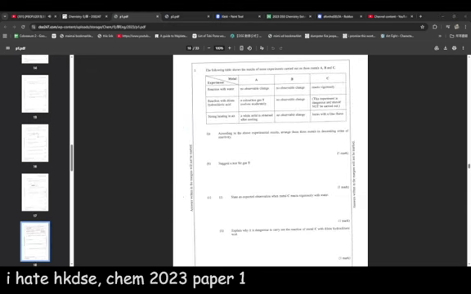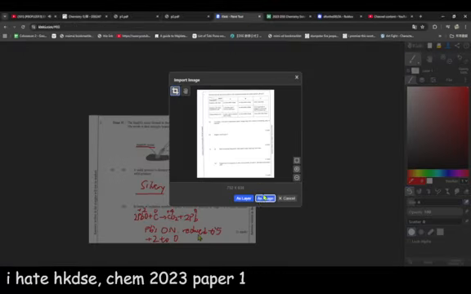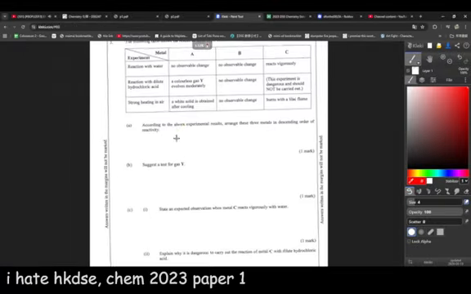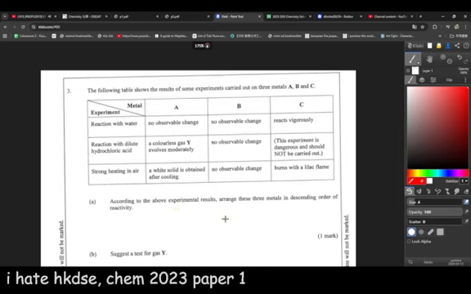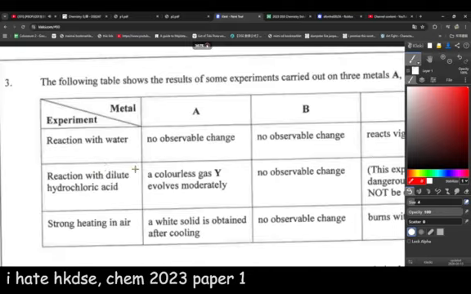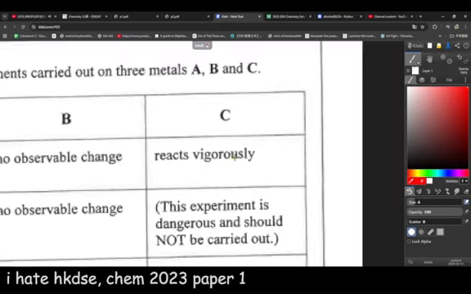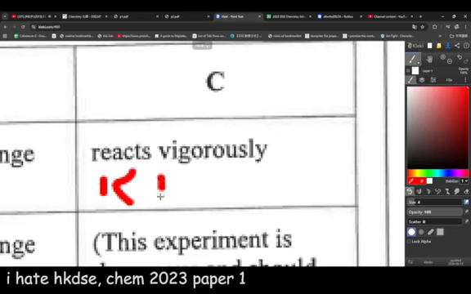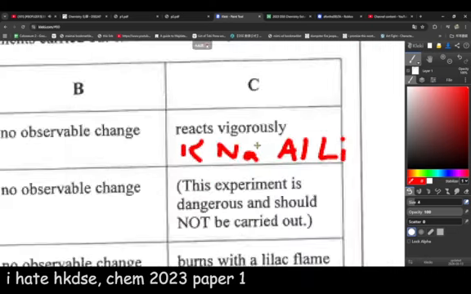Question 3. I love this question. No, I don't. According to the above experimental results, arrange these three metals in descending order. Look at the table. Let's see here. Reaction with water, A, B, C. C reacts vigorously. It's potassium, sodium, aluminium, lithium, etc.